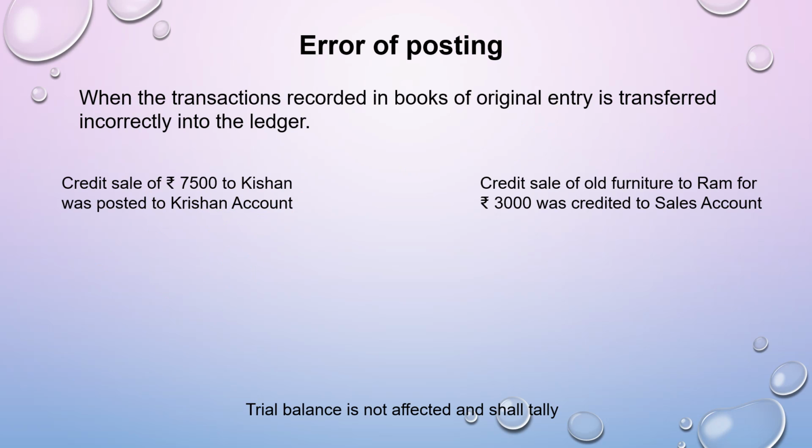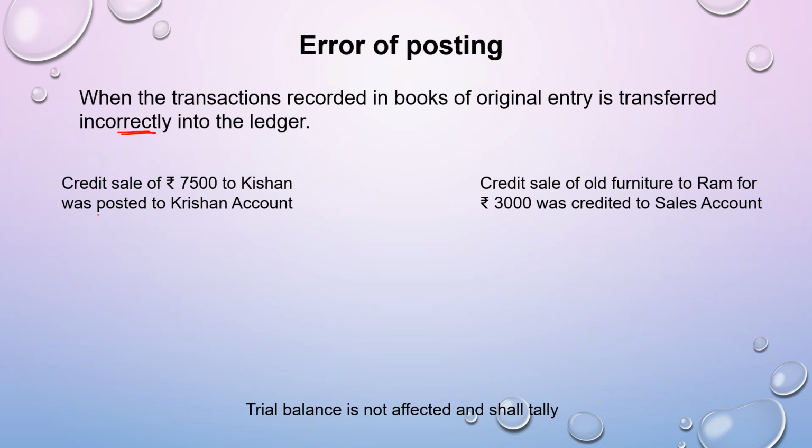Now we go to error of posting. So what do you mean by posting? When you record the transaction in the book of original entry, that is the journal or the subsidiary books, you post them into the respective ledger accounts. So while making the posting from the book of original entry into the ledger account, if the transfer is done incorrectly, then we call those errors as error of posting. So in this type of error, the trial balance is not affected and it shall tally.